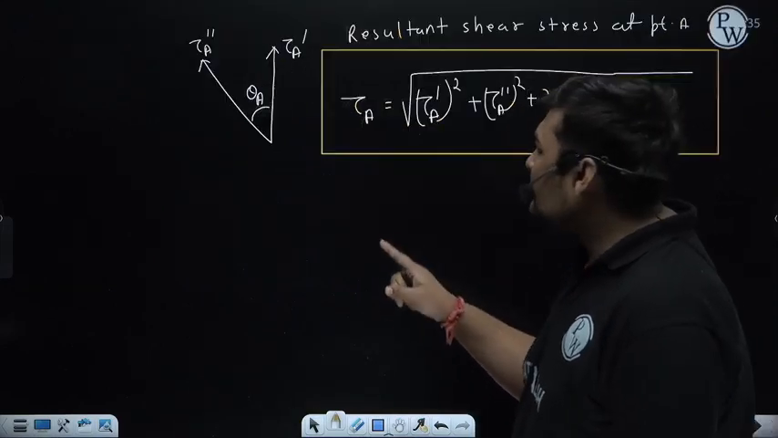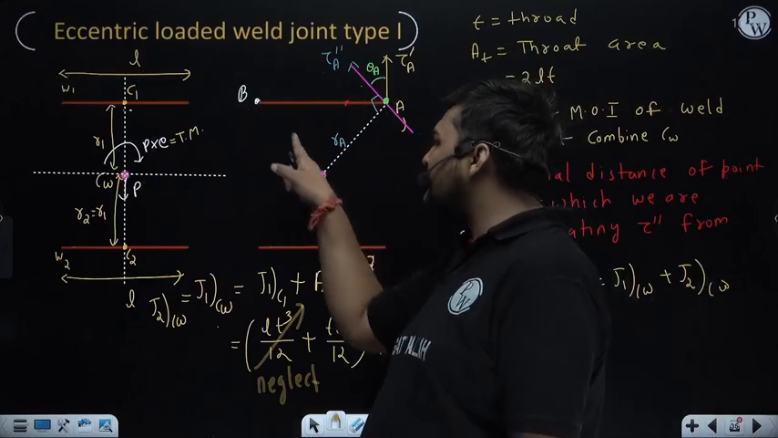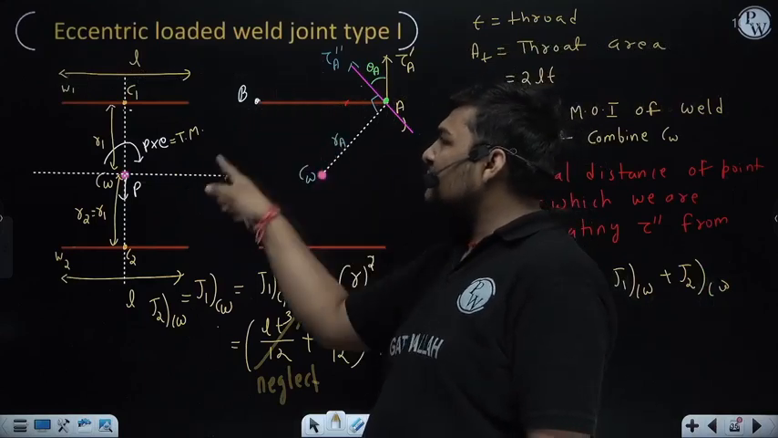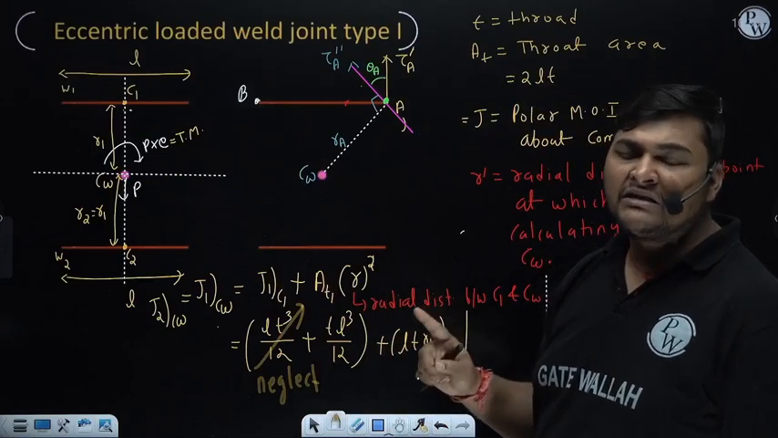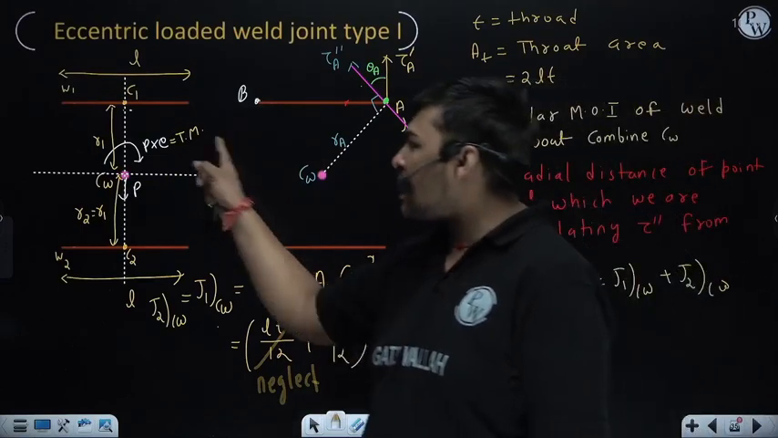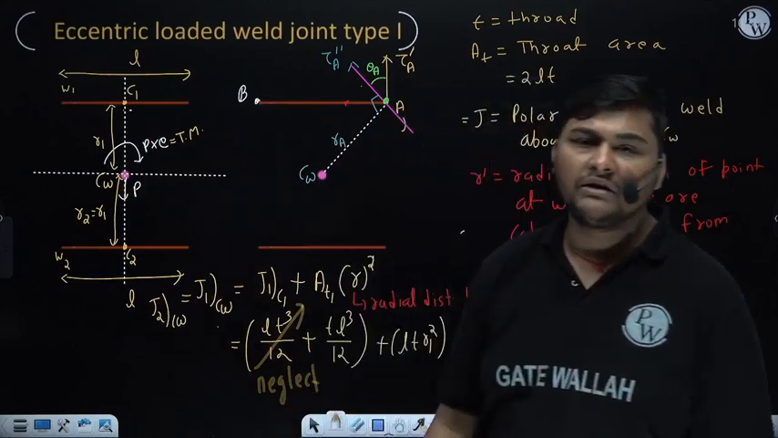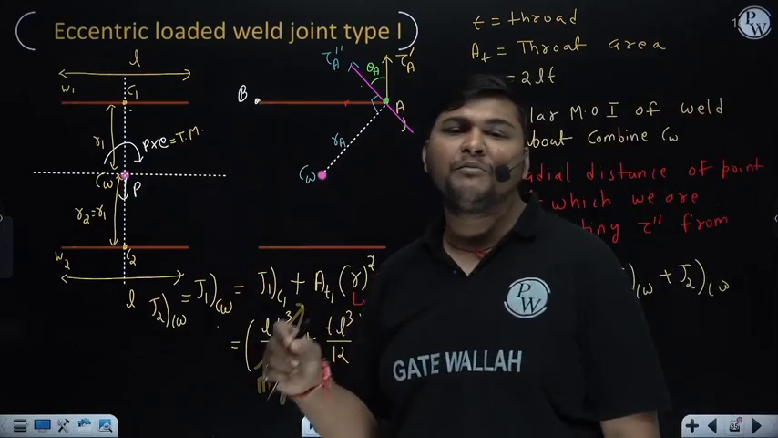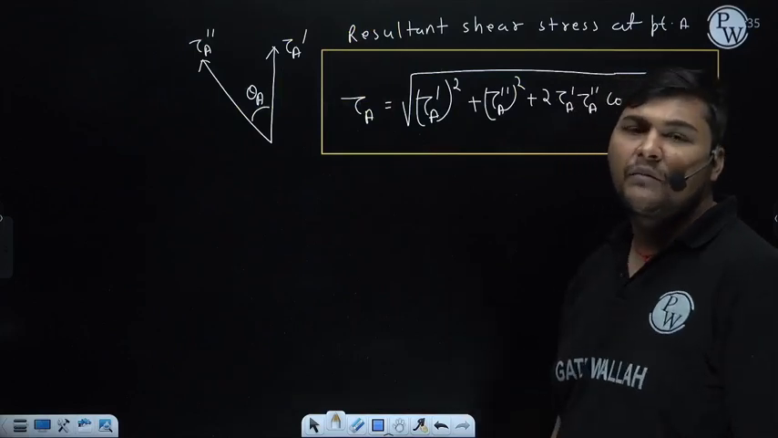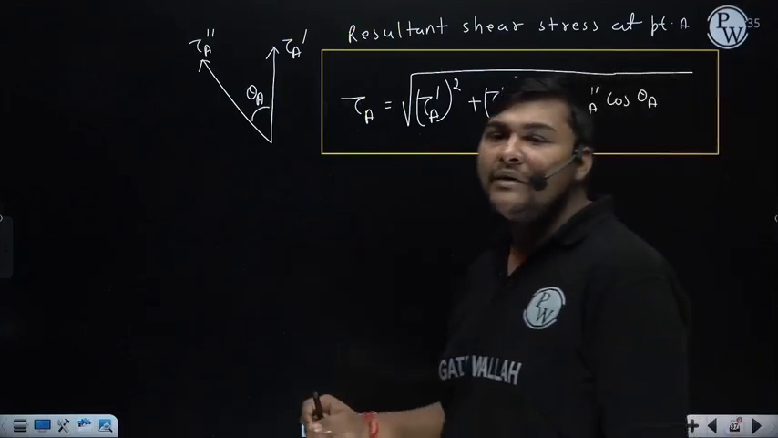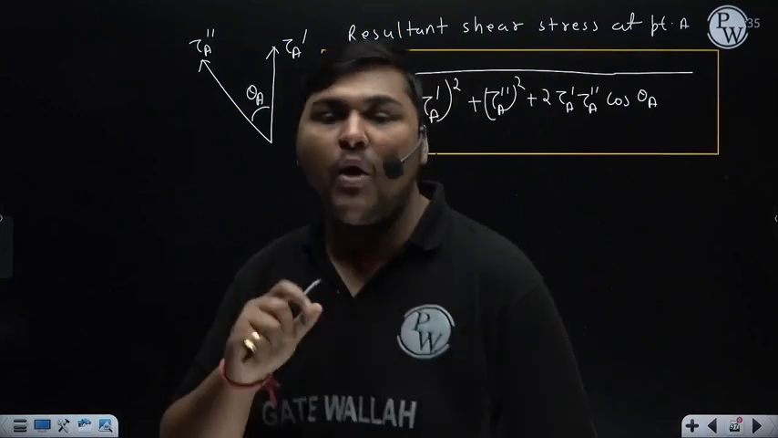For direction, join this point B with the centroid. I am not drawing, I am just explaining. Draw a line which is perpendicular to this line. On that line, take the sense such that its effect about the centroid is opposite to the moment, that is, anticlockwise direction. After that, find the vector angle between primary and secondary. Then through this formula you can find the resultant shear stress. In this way we can find the primary and secondary shear stress of any point.